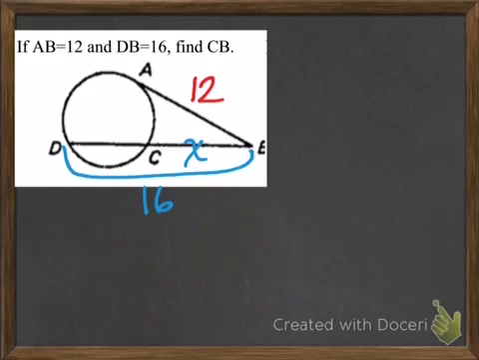The second problem I chose to do was the middle problem. The first thing I did was I labeled AB was 12. I labeled DB was 16. And I want to find CB, so I put X on CB.